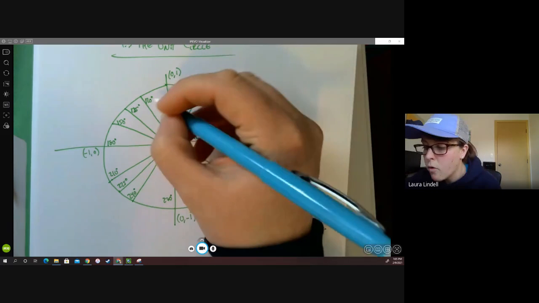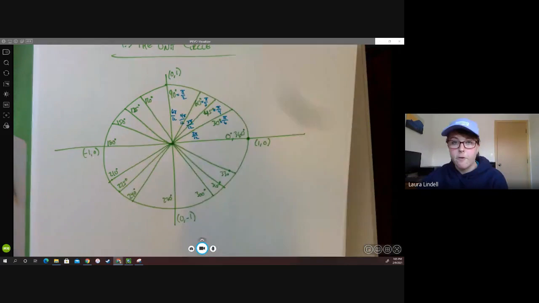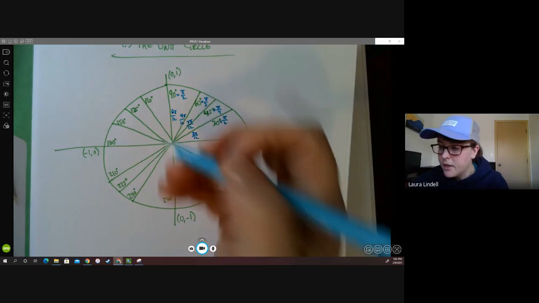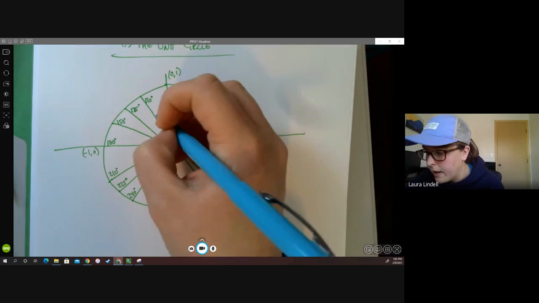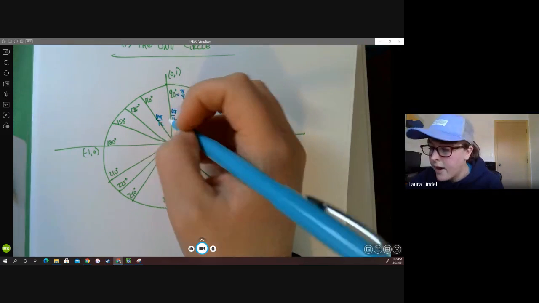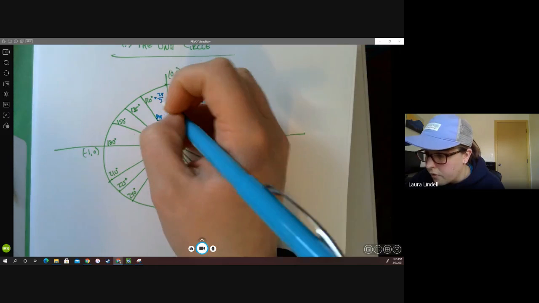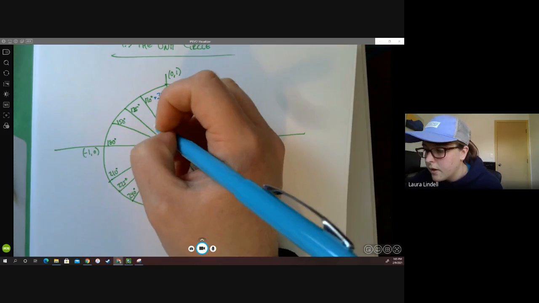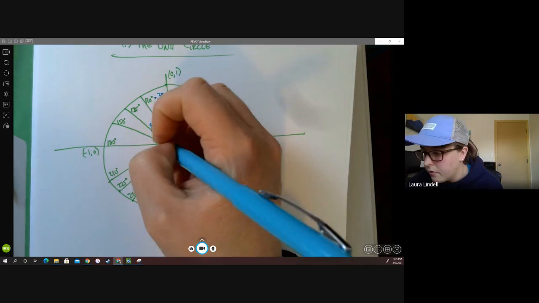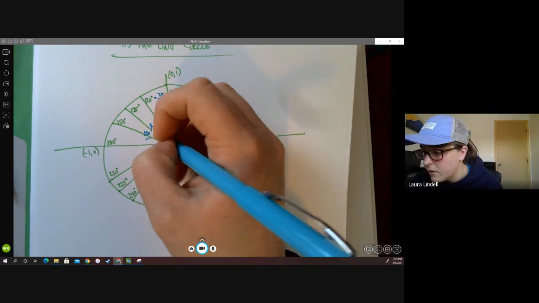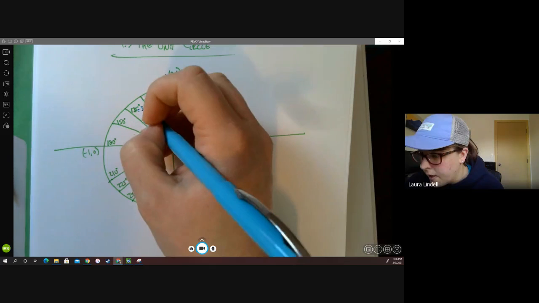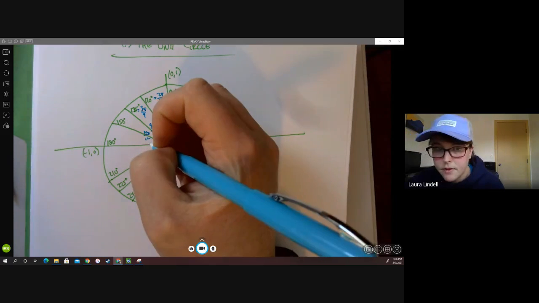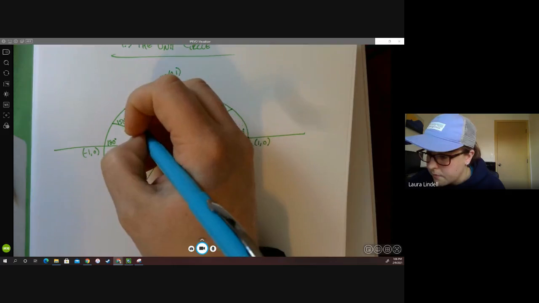So we can go about it this way, or you can take each of these degrees and then convert them into radians. Whichever way you want to do it is fine. But continuing in this fashion, 6 pi over 12 plus 2 would be 8 pi over 12. Reducing that fraction, we would get 2 pi over 3. Then we'd have 9 pi over 12 and 10 pi over 12. Reducing these fractions, we would get 3 pi over 4 and 5 pi over 6.